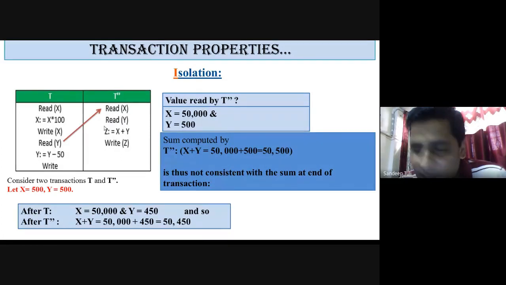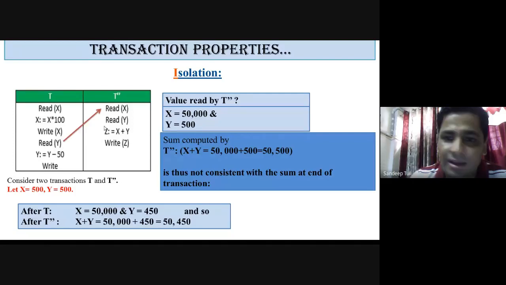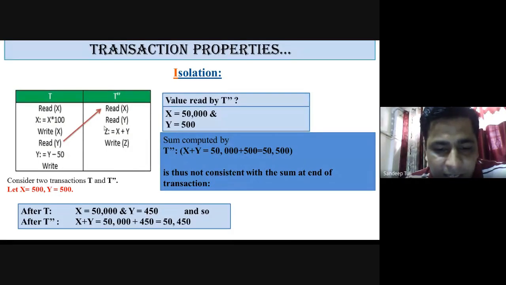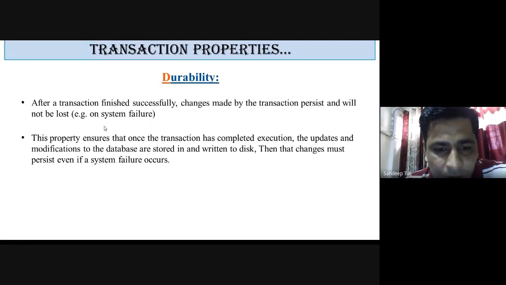We need to be fast actually. We are running short of time. आगे सर समझ में. Good. Isolation meaning is understood now. वो मैं चाहता हूँ बताऊँ. Last जो property है that is durability.